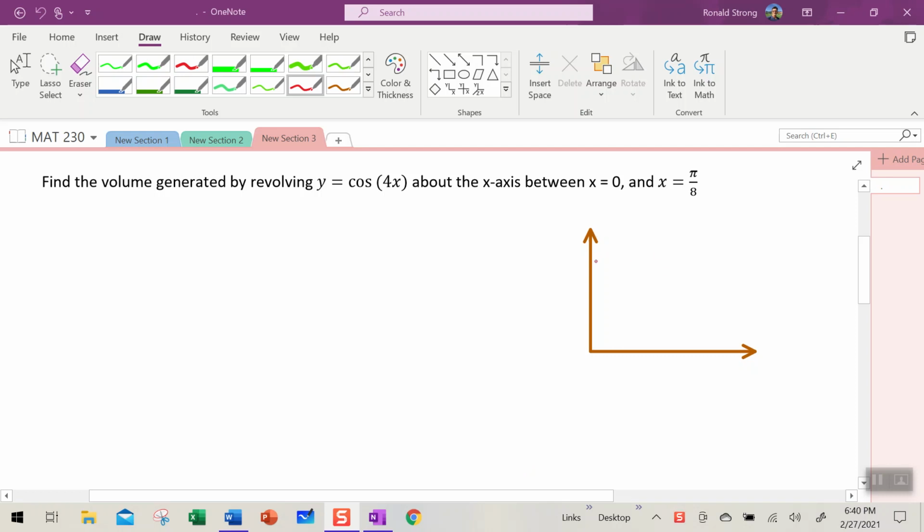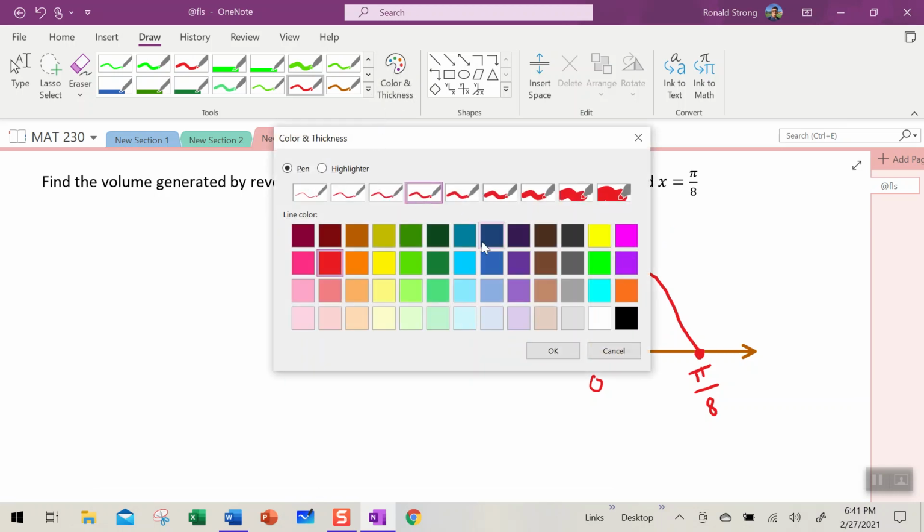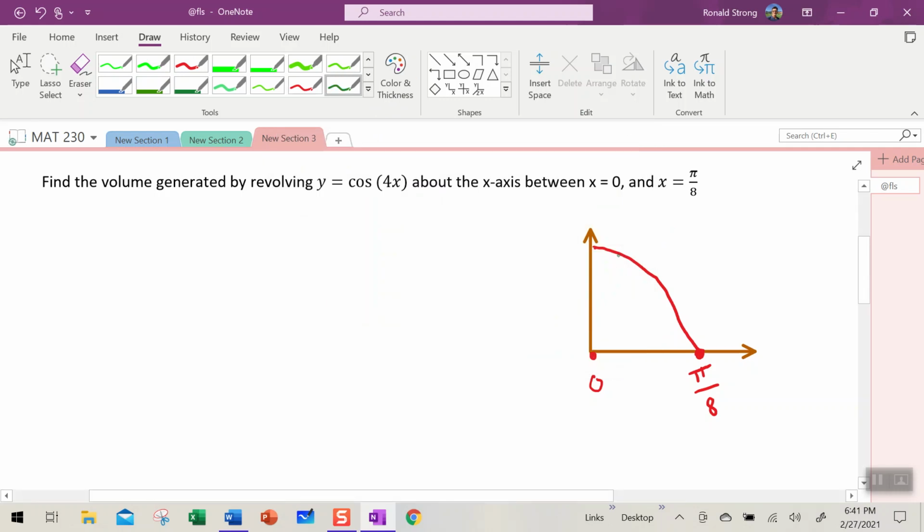So this is going to look something like this. Our function is going to come down kind of like that. And so this point right here is going to be pi over 8. And of course, this point right here is going to be 0. Those are our bounds of integration. So what I want to do is draw a representative rectangle in here. And that rectangle is going to look something like this.